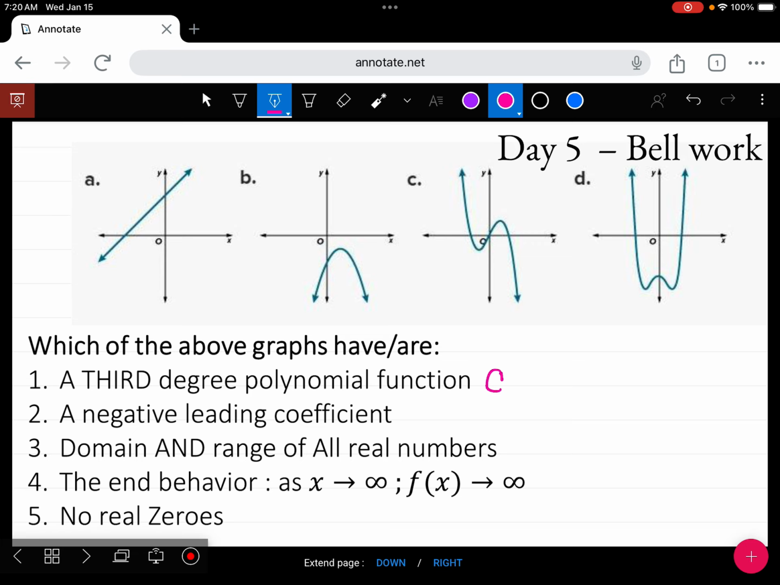So which ones of these are going to have negative leading coefficients? There's B and C. More than one answer, and it's going to be B and C. How do we know that their leading coefficient is negative? Because the right arrow points down. B and C.